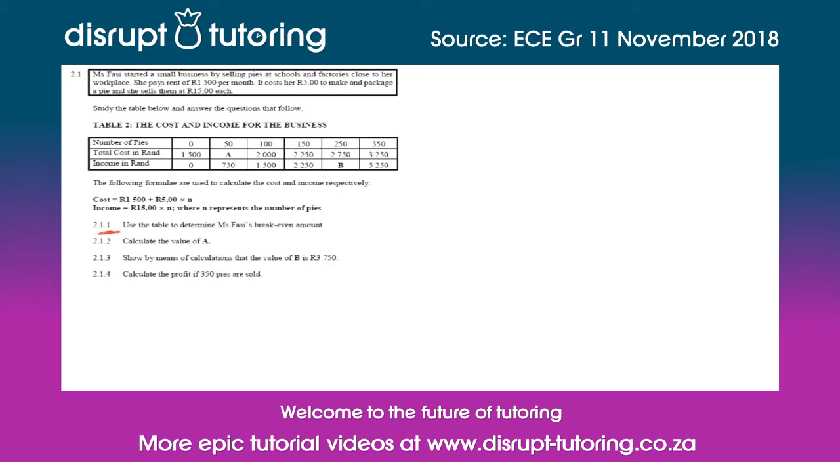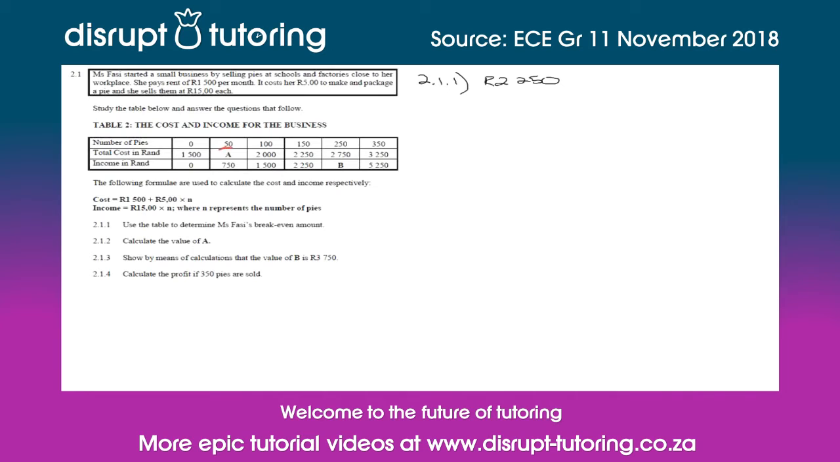On to 2.1.1. This question says, use the table to determine Miss Fussy's break-even amount. Break-even refers to when your total costs equal your total income. If we look in this table, we see that when her total costs are 2,250, her income is also 2,250, and this is known as her break-even amount. So the answer here is 2,250.